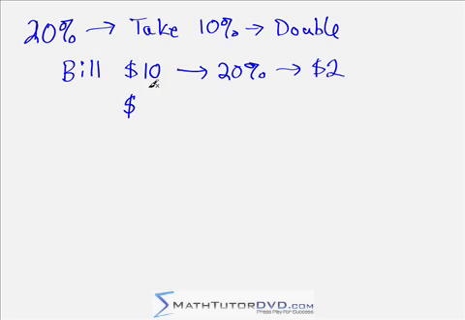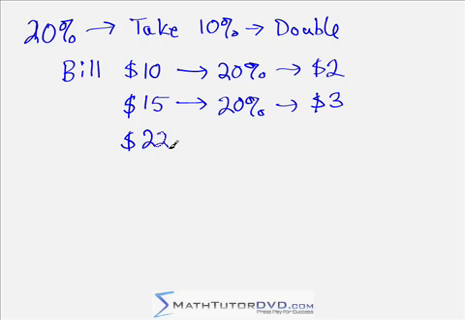What if I'm calculating a tip on $15 and I'm doing a 20% tip? Well, I take the 10% tip, which is moving the decimal this way, 1.5, $1.50, and I double that. Doubling $1.50 is going to give me $3. That's a $3 tip. That's 20%. Now what if I have a bill that's $22 and I want to do a 20% tip?